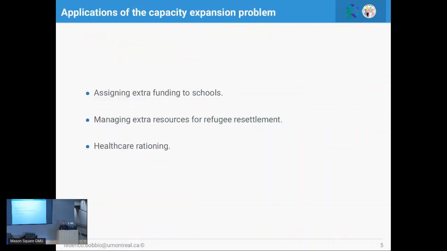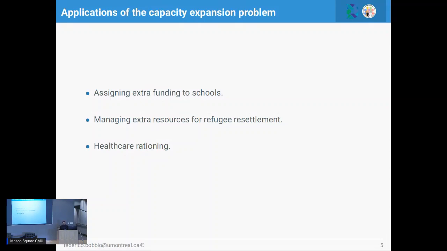So why did we choose this problem? Why is this problem important? Well, of course, because tackling this question will provide a tool to policymakers to understand, to measure how to assign extra funding to schools. And not only that, because the beauty of this model is that it is sufficiently general that it can be applied to many other different applications in the real world. For example, managing extra resources for refugee resettlement or even healthcare rationing.